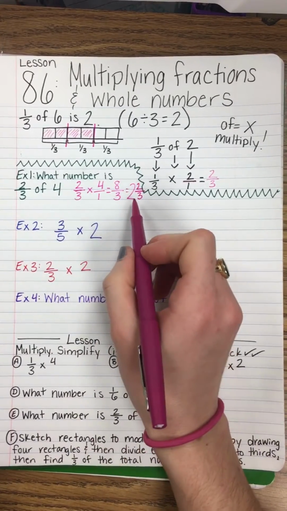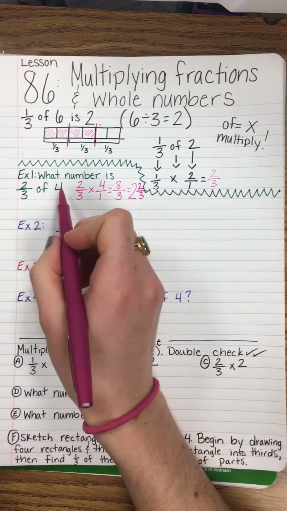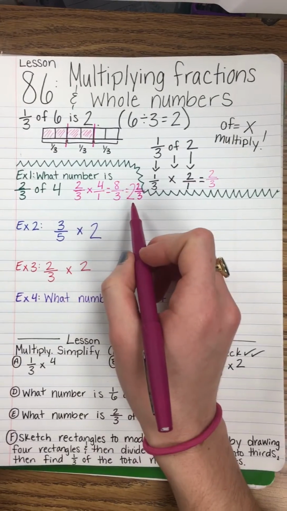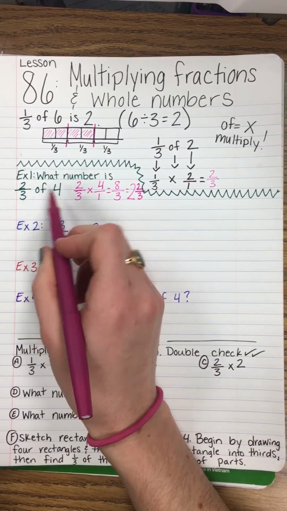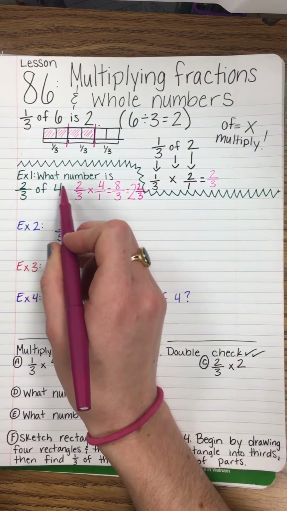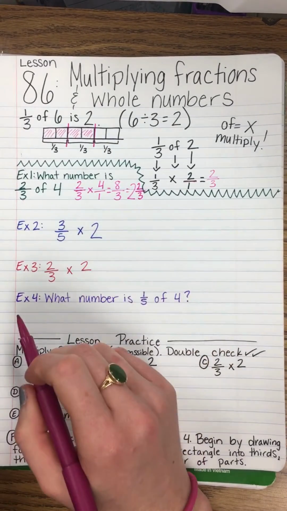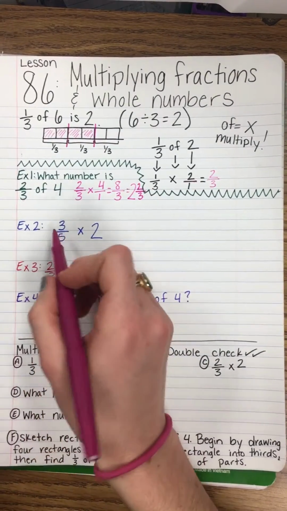Okay, and it's going to be more than 1, and this is 2/3, not 1/3. But you know that it's already going to be more than 1 because this denominator is less than that, so you know you're going to have a whole number. All right, let's go on to example 2.